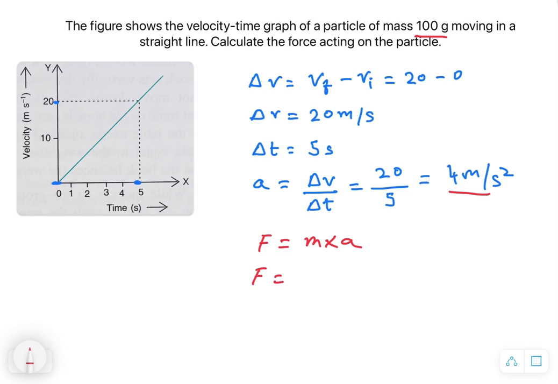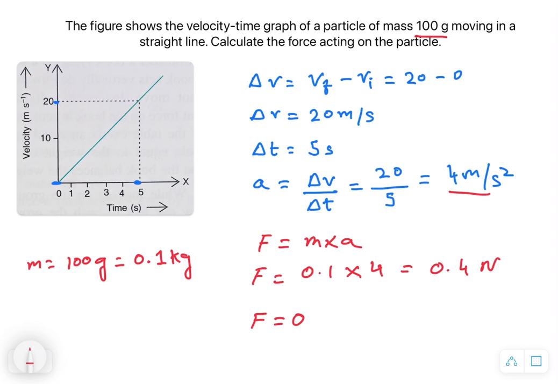F is equal to mass, 100 grams. We need to convert that to kilograms. So 100 gram will be equal to 100 divided by 1000. That will be equal to 0.1 kilogram. F is equal to 0.1 kg multiplied by 4 meters per second square. So this will be equal to 0.4 newtons. So the final answer is 0.4 newton of force.